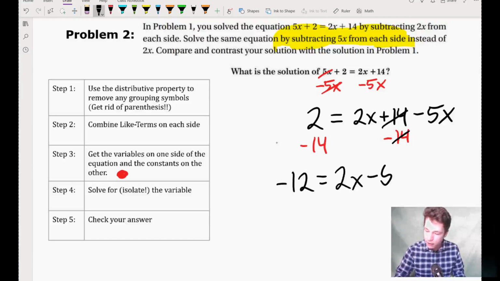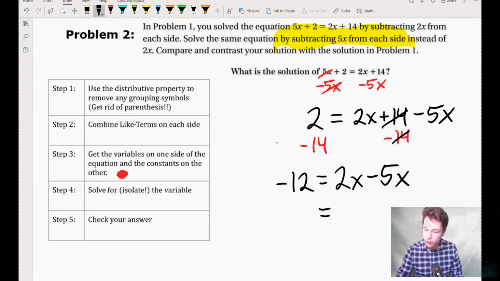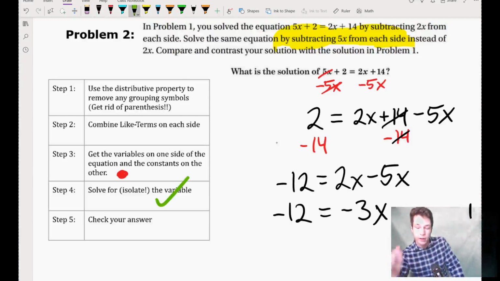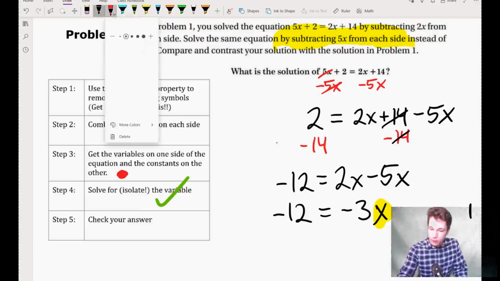2x minus 5x is still over here on the right, and now it's clearer to see that if I take 2x minus 5x, I can combine those terms straight away. 2 minus 5 is just negative 3, and 2x minus 5x is just negative 3x. Still have a negative 12 over here. Now you might be saying, okay, where are we in the step process? Really, we're all the way over to step 4, where we're ready to isolate this variable. It doesn't have to be on the left. Okay, if it's on the right, I'm not going to take points off. Okay, that's your preference.